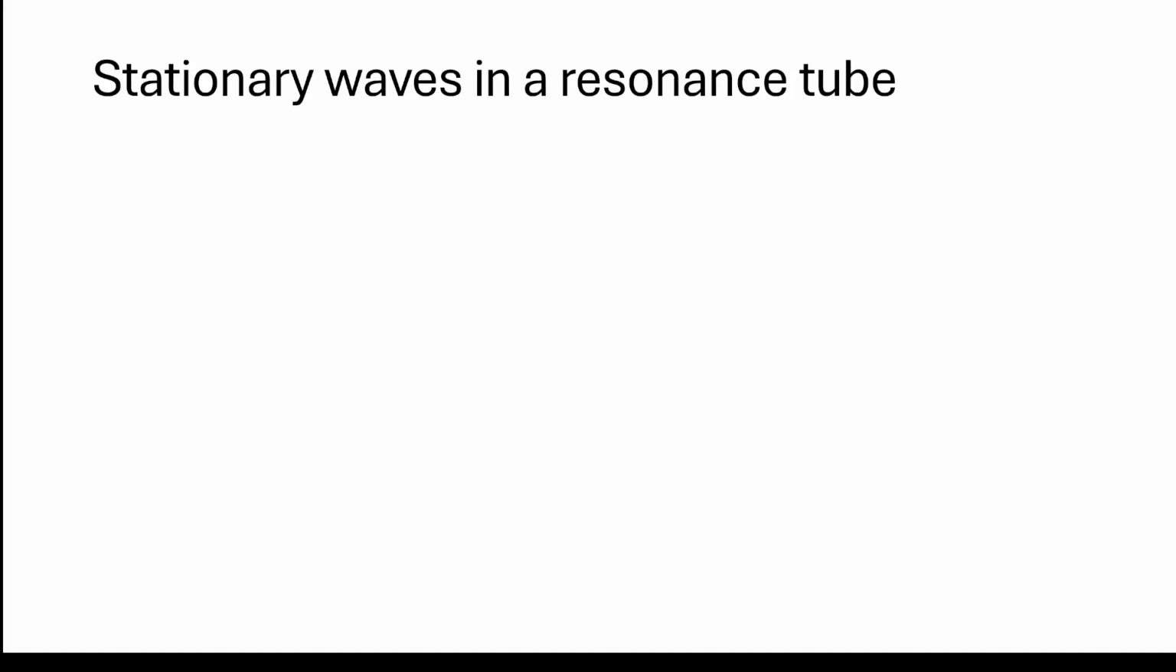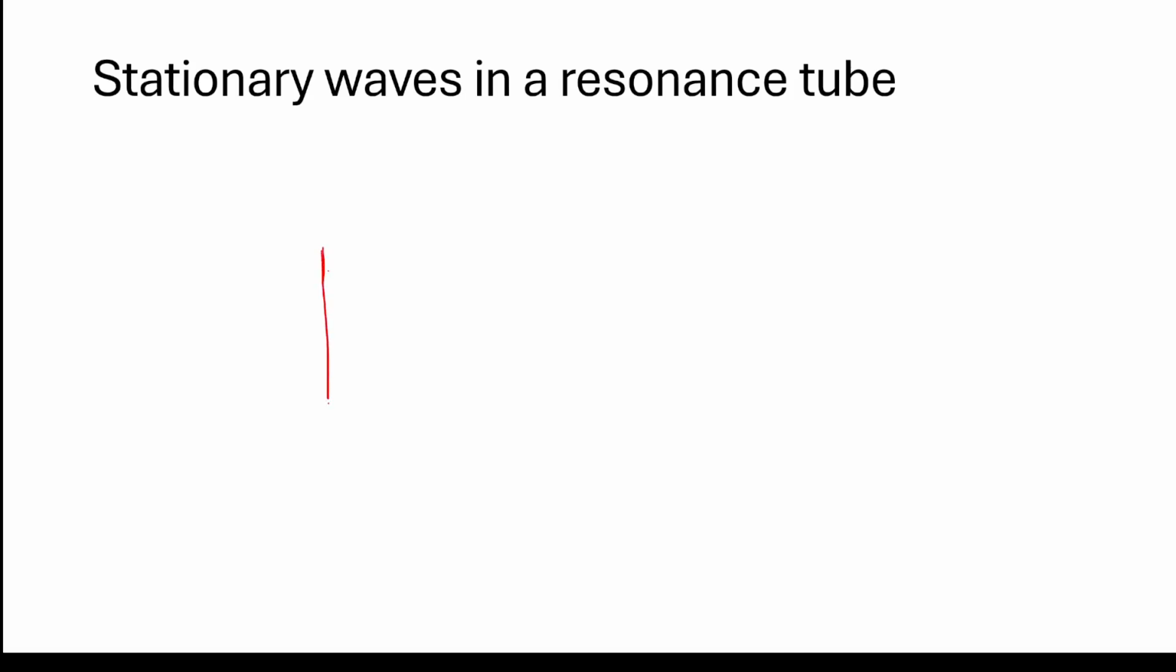Now, stationary waves in resonance tube. This resonance tube method is used to calculate the speed of sound in air. So let's just see how it looks. It is a very simple setup.